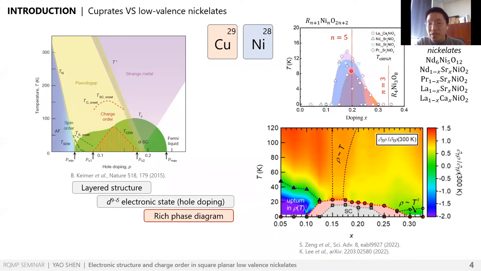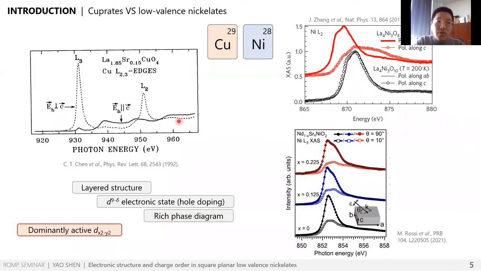So it's 20% hole doped, and so it just crosses the superconductivity dome. And indeed, it is experimentally superconducting. And another member, the n equals 3 member, is a third hole doped, so it's in the overdoped regime. It's not in the superconducting regime, but it belongs to the same family. So this is a phase diagram.